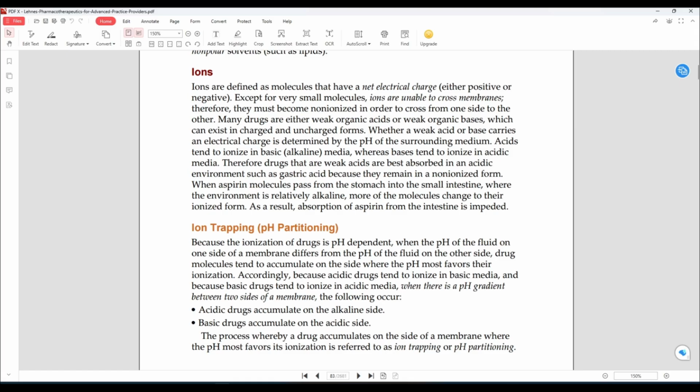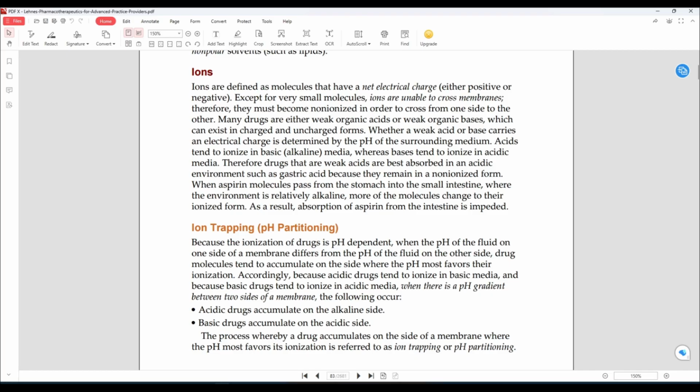Ions. Ions are defined as molecules that have a net electrical charge. Except for very small molecules, ions are unable to cross membranes. Therefore, they must become non-ionized in order to cross from one side to the other. Many drugs are either weak organic acids or weak organic bases, which can exist in charged and uncharged forms. Whether a weak acid or base carries an electrical charge is determined by the pH of the surrounding medium.